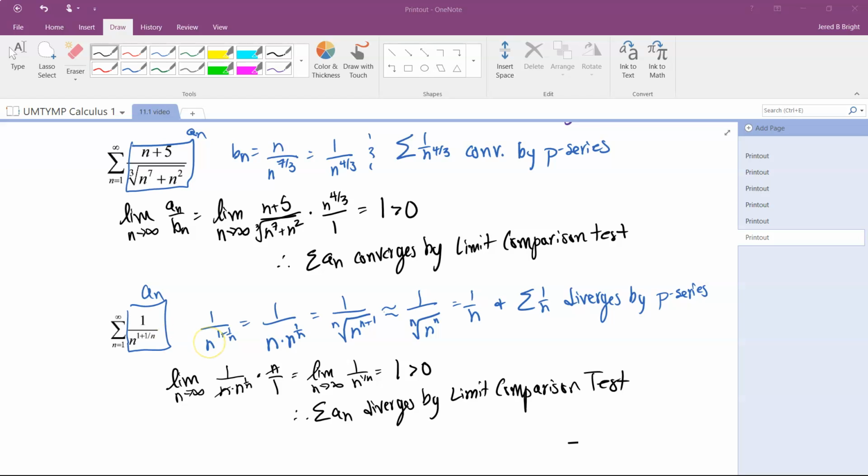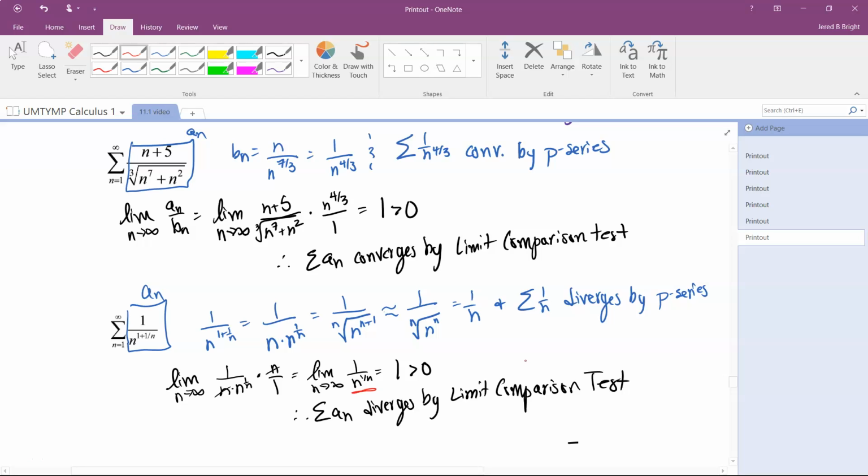You need to play with AN a little bit, and then when you do, you recognize that it's approximately the same as 1 over n, and we know 1 over n is divergent by p-series. Then as you go through the limit, and this limit is a little tricky, n to the 1 over n ends up being 1, which is greater than 0, so then since the 1 over n series diverges, the other series is going to diverge as well by limit comparison.